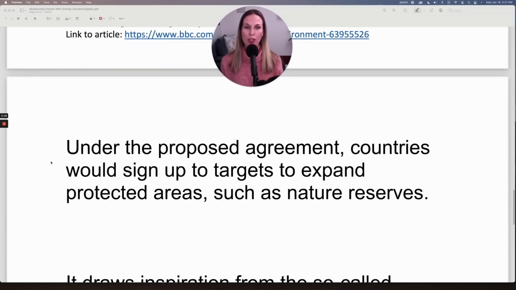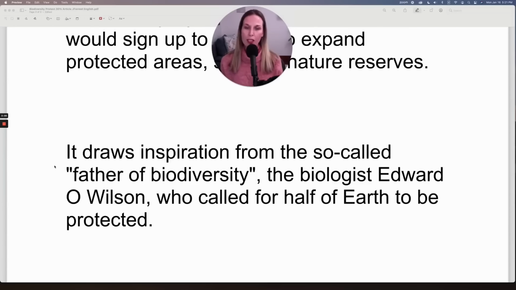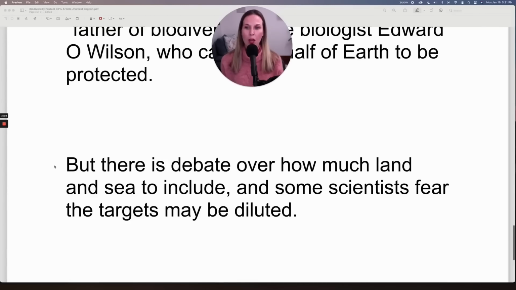Under the proposed agreement, countries would sign up to targets to expand protected areas, such as nature reserves. It draws inspiration from the so-called father of biodiversity, the biologist Edward O. Wilson, who called for half of Earth to be protected. But there is debate over how much land and sea to include, and some scientists fear the targets may be diluted.